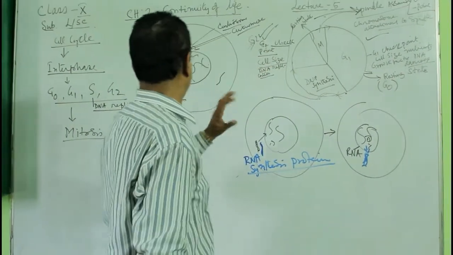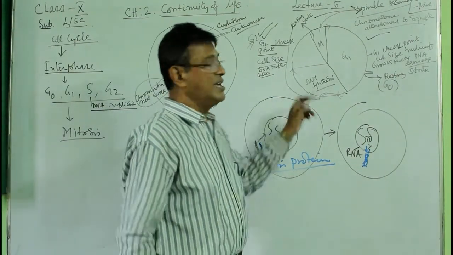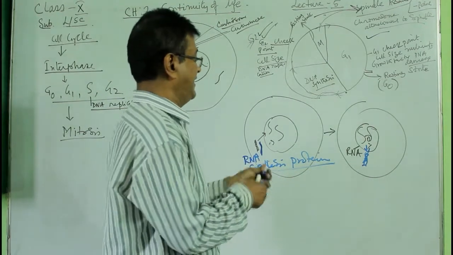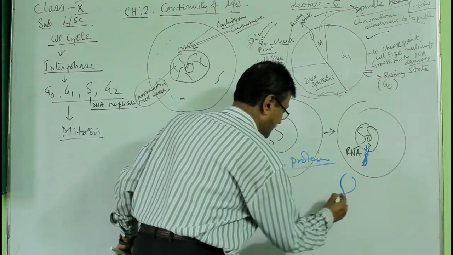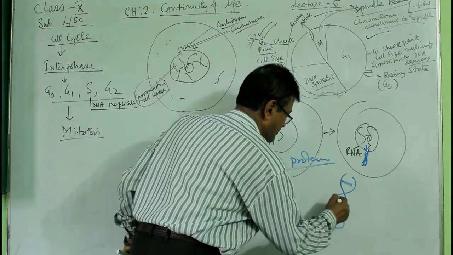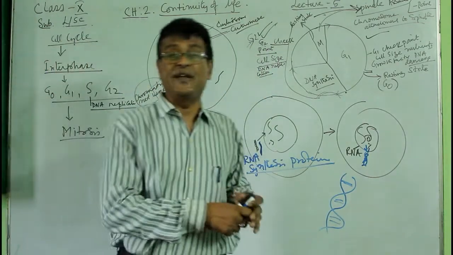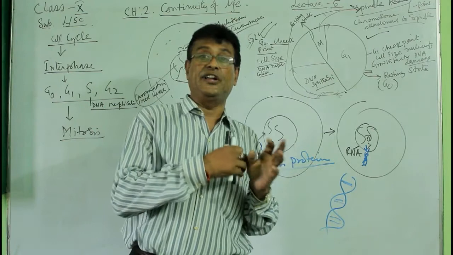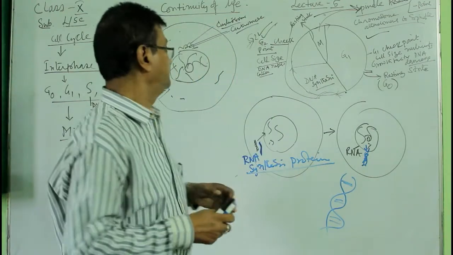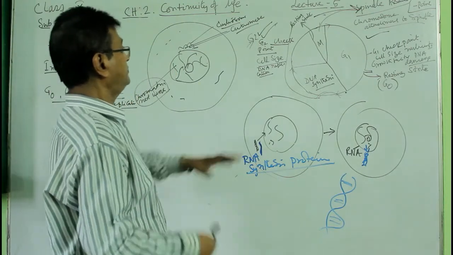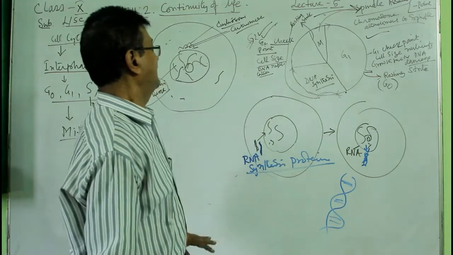Then in the S phase, the synthesis phase, the DNA replication is done. And you know that the DNA is a double helical structure. The strands are over here. So this is the structure of the DNA. And that has been replicated. That means the DNA produces one copy after another, because it is required. And after that, when the DNA is synthesized, what will happen?